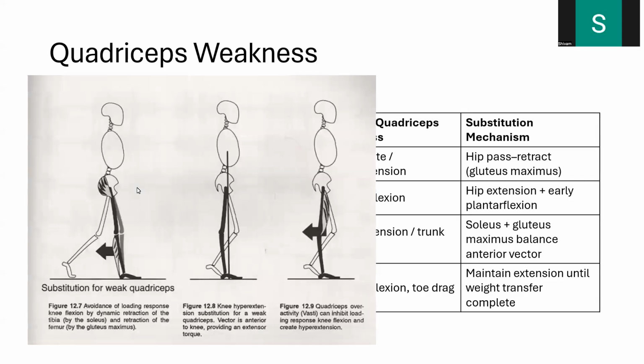So this is an image which explains that, in the first image, we can see the soleus is preventing the tibia from moving forward. So it is basically restraining the tibia, which is again causing knee extension. Here we can see the anterior shift of the ground reaction force, which is causing an extensor moment at the knee, which is again causing the knee to be in hyperextension.